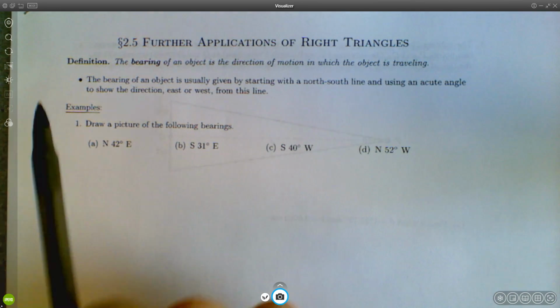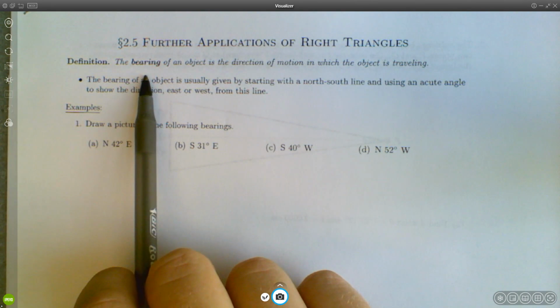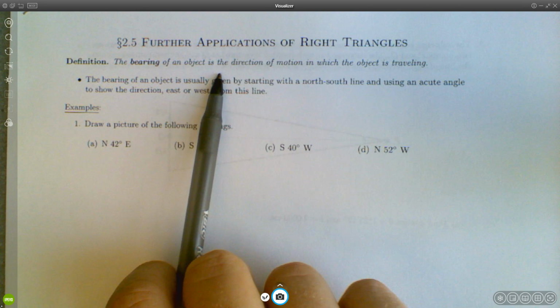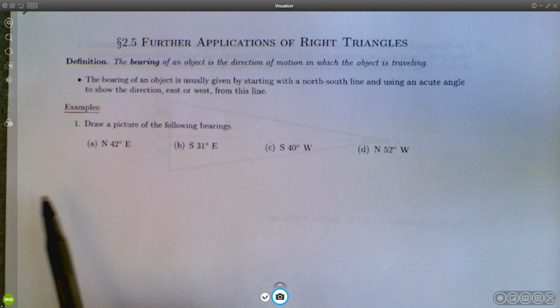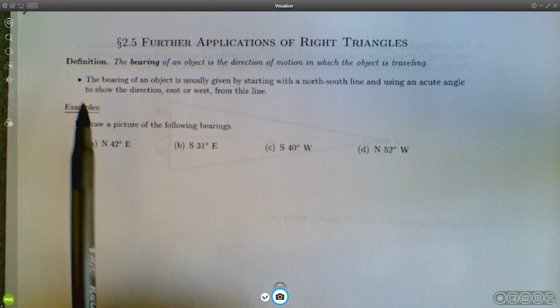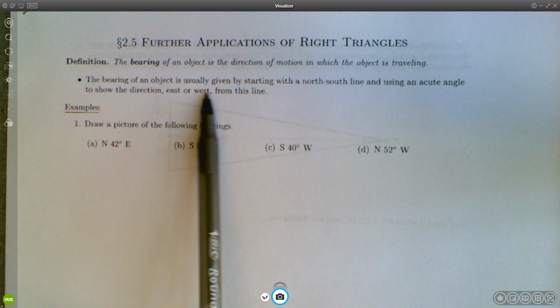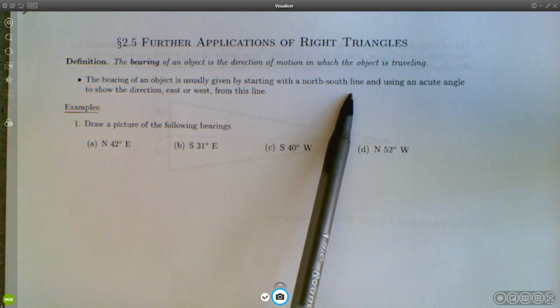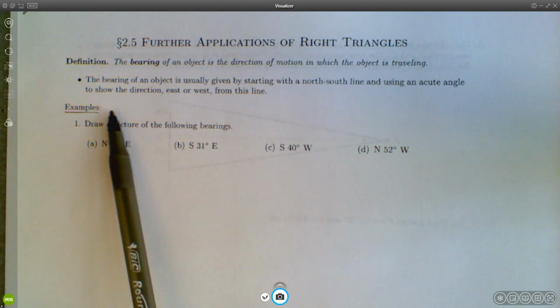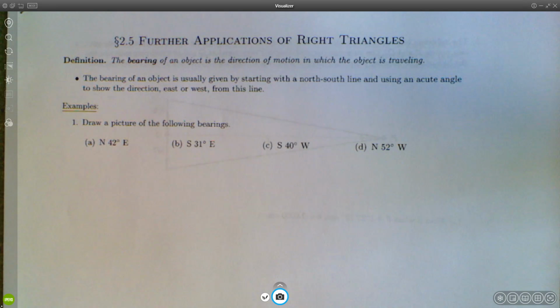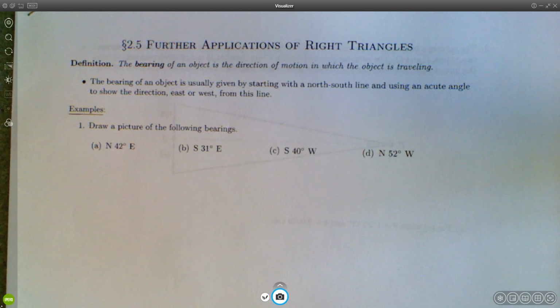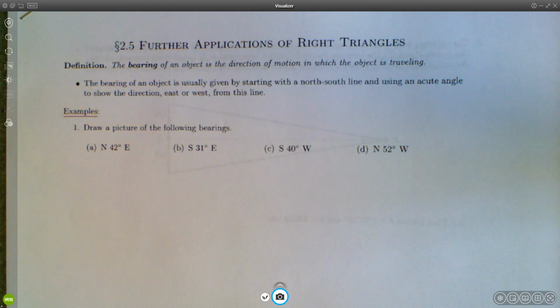So one of the things that we're going to talk about in this section is bearing. The bearing of an object is the direction of motion in which the object is traveling. The bearing of an object is usually given by starting with a north-south line and then using an acute angle to show the direction east or west from this line. There are some exceptions to this, which I'll briefly mention in a second, but let's just practice drawing a picture of the following bearings.